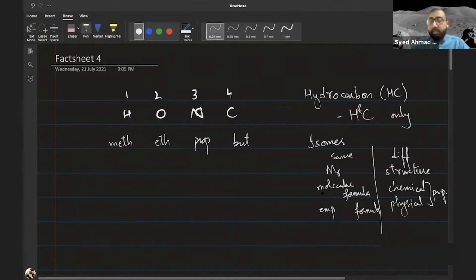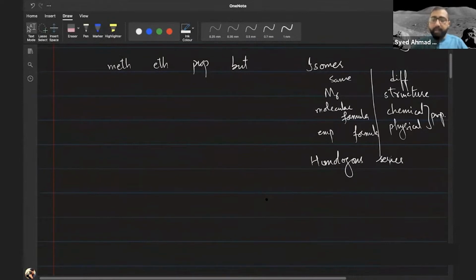The third term that you need to know is homologous series. And that is something that they ask you about. So what exactly is a homologous series? Homologous series is basically a group of compounds that have the same or similar chemical properties. They have trends in physical properties. And most importantly, they have the same general formula.